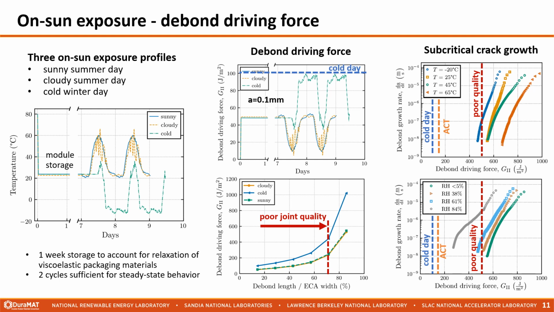If we look at the joint quality, we see that initial flaws would need to be bigger, at least half of the ECA joint width, to cause subcritical crack growth.